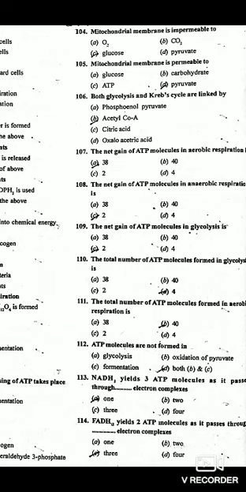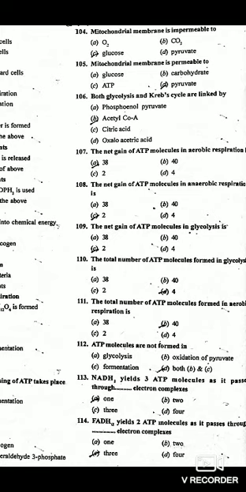acetyl coenzyme A. 107. The net gain of ATP molecules in aerobic respiration is option A, 38. 108. The net gain of ATP molecules in anaerobic respiration is 2. Option C. 109. The net gain of ATP molecules in glycolysis is option C, 2. 110. The total number of ATP molecules formed in the glycolysis is 4.